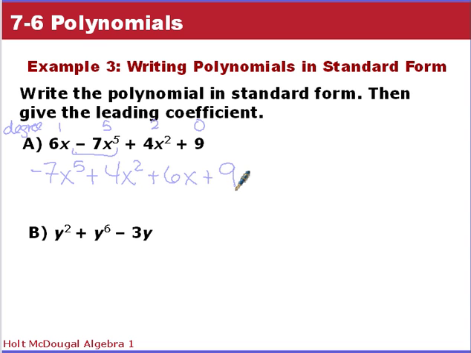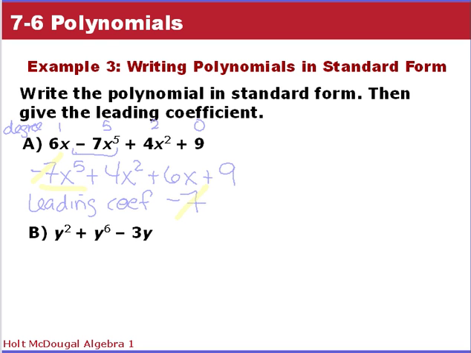And so now our leading coefficient is going to be -7. It's going to be the coefficient in front of our largest degree, the first term, when written in standard form.